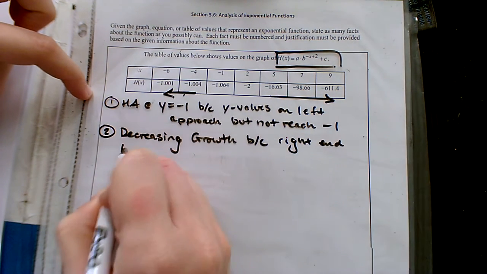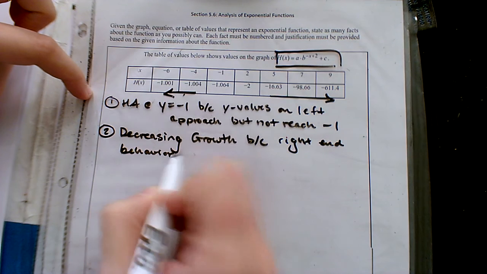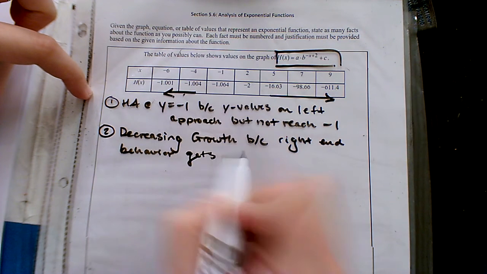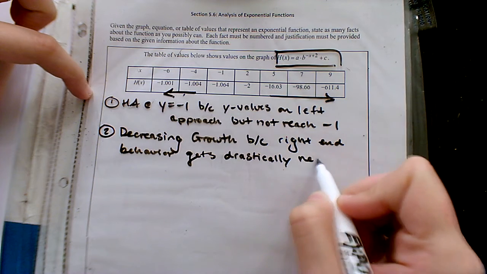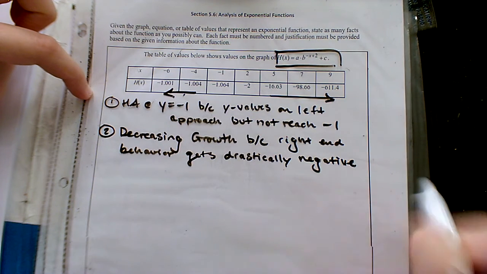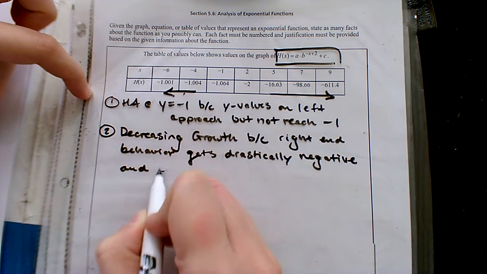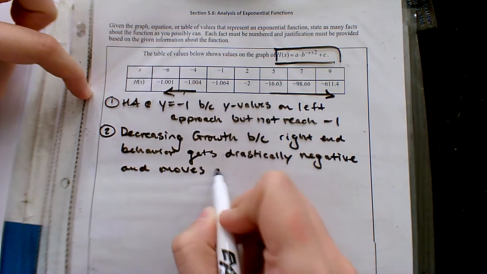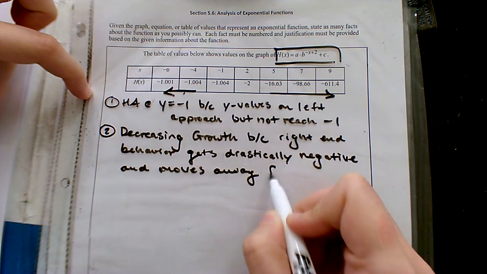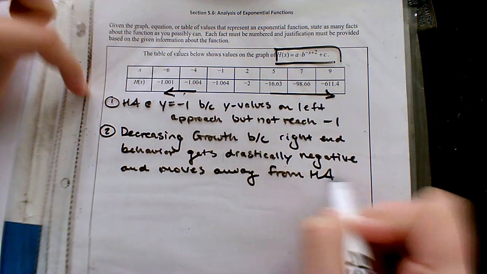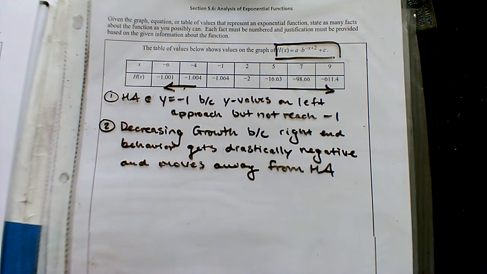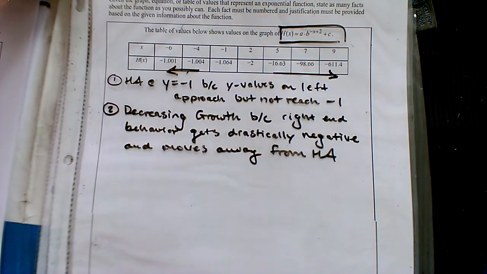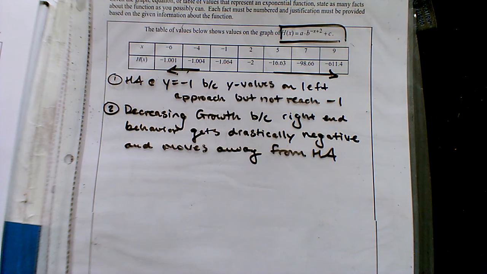Okay, so decreasing growth because right end behavior gets drastically negative and moves away from the horizontal asymptote. Looking good so far. Picking apart little things. Let's find some more.